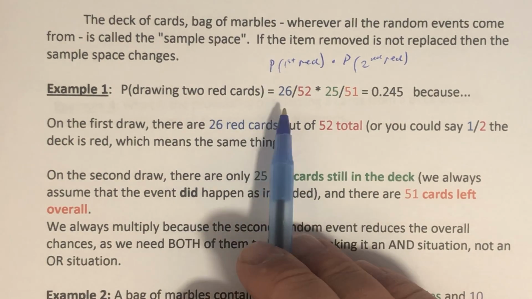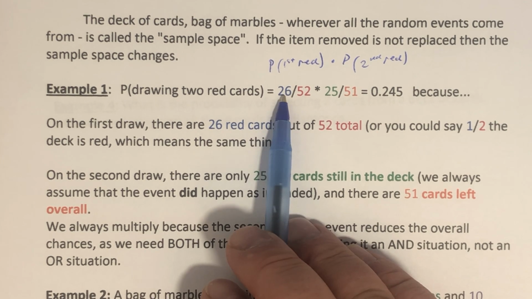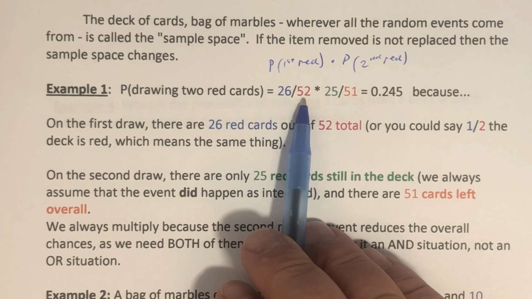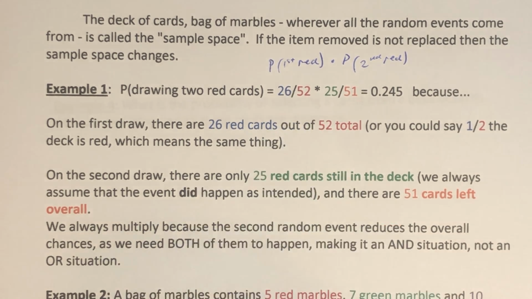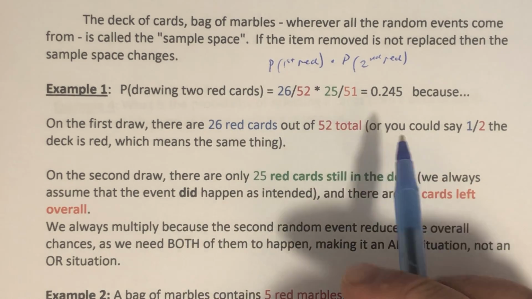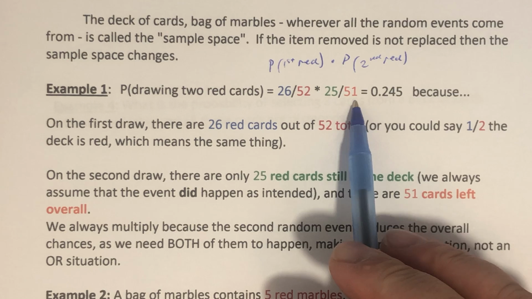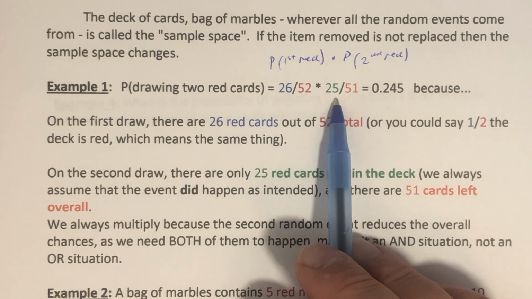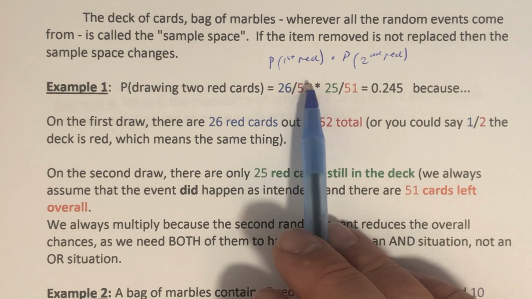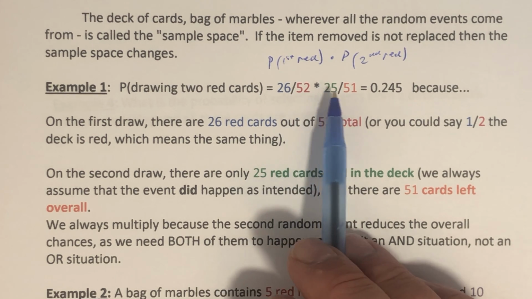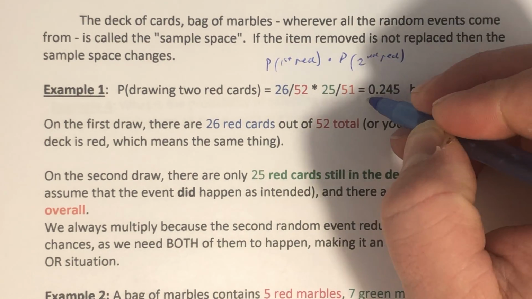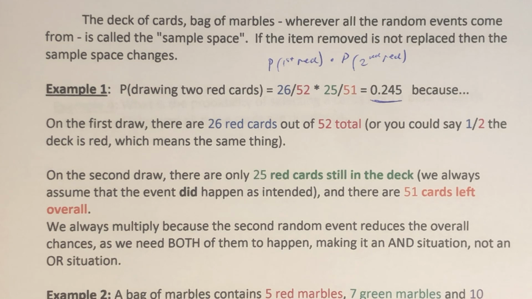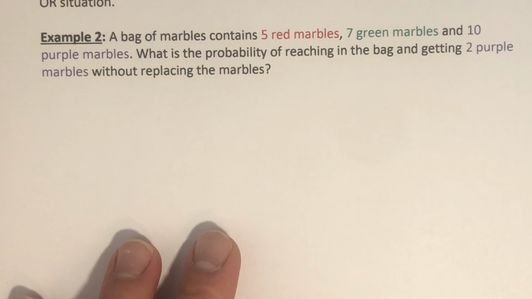When I do the first time, the probability of being red, there's 26 red cards out of 52 total cards. However, when I do the second trial, there's only 25 red cards because I have to assume that the first one was red. And then there's only 51 cards left in the deck. So I do the probability of the first one times the probability of the second one. We notice the number of red cards decreased, but so did the number of total cards. So we just multiply them, and we'd find out that the probability is about 0.245.